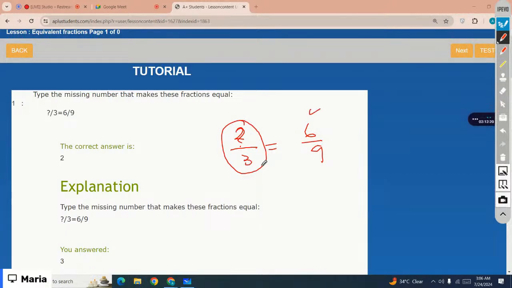So just look at their denominators. 3 times 3 makes 9, right? That means you have to multiply the numerator by 3 also. Got it? So what times 3 is 6? 2 times 3 is 6. That means the missing number is 2. 2 over 3 equals 6 over 9. You multiplied this fraction by 3, you get this one, right? So that is 2 over 3. The missing number is 2.